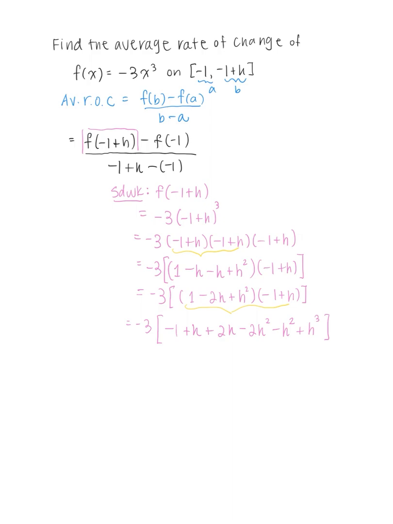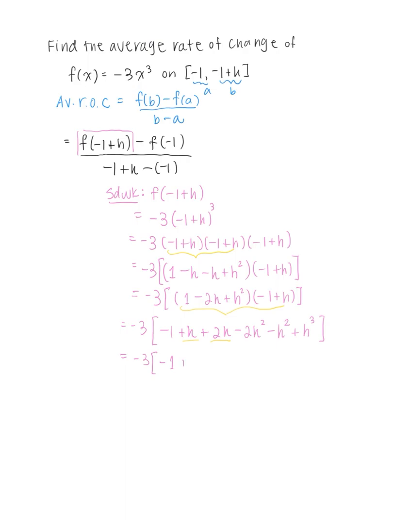All right, so then let's just combine what we can. So this is negative 3. You got negative 1, and then I can combine 1h plus 2h, which is going to give us plus 3h. And then you got negative 2h squared minus h squared. So that's going to give us minus 3h squared, and then plus h cubed. Now distributing the negative 3 in, then you're going to get 3 minus 9h plus 9h squared, and then minus 3h cubed. Sorry about that, the last one should be h cubed.